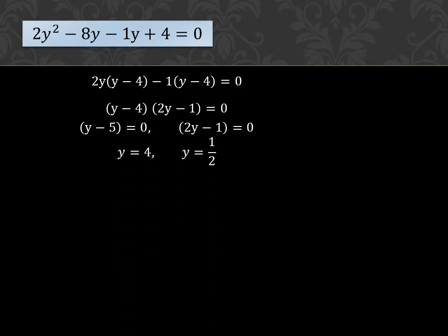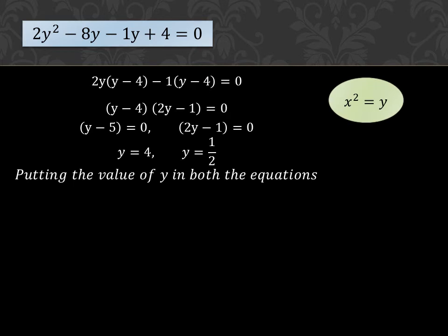Taking the answer of y, we will have y equals 4 and y equals 1 by 2. Here we should be writing y equals 4, from y minus 4, not y minus 5. Our question was in the form of x, or we had the x variable in the question, so we have to replace that y now, and we will replace that y with x^2 because that is the term we supposed earlier. x^2 equals 4, x^2 equals 1 by 2.